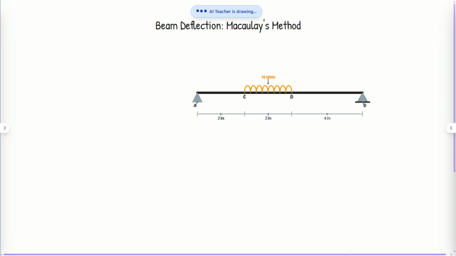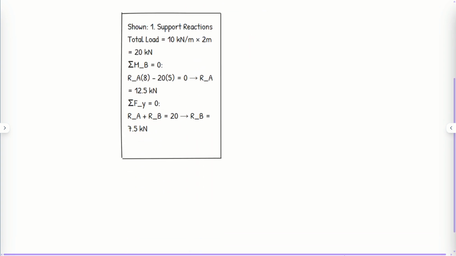We have an 8-meter-long beam. A uniform distributed load of 10 kilonewtons per meter sits between point C and D. First, we calculate the support reactions. Taking moments about point B gives us an upward reaction of 12.5 kilonewtons at A and 7.5 kilonewtons at B.